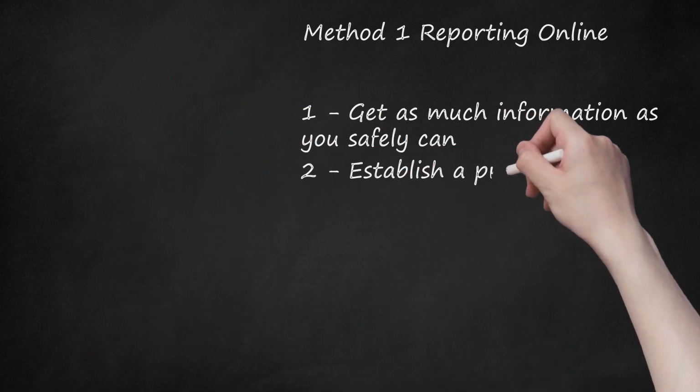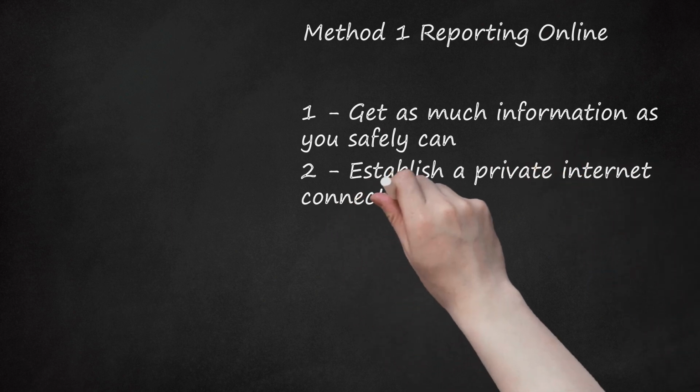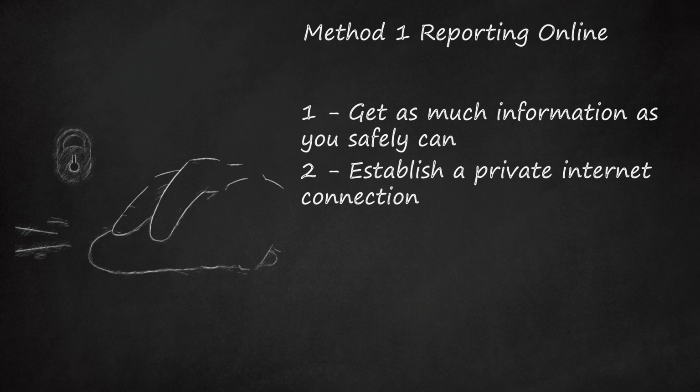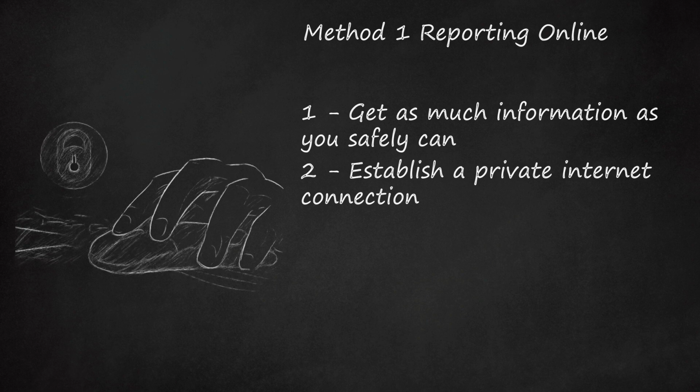2. Establish a private internet connection. Setting up a proxy or virtual private network can allow you to mask your computer's IP address so it can't be traced back to you. Although ICE accepts anonymous tips, you are submitting information to an investigatory agency, so masking your IP address ensures your report can't be connected to you in any way.